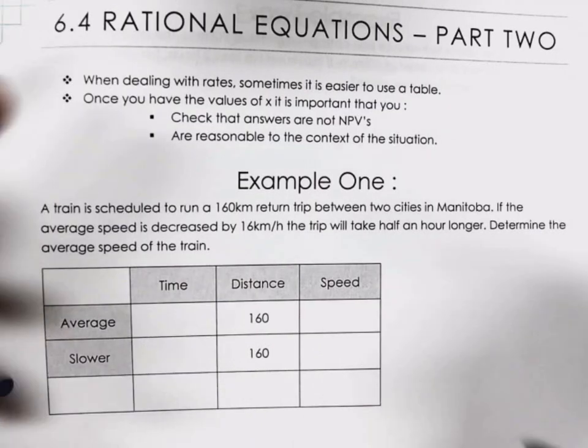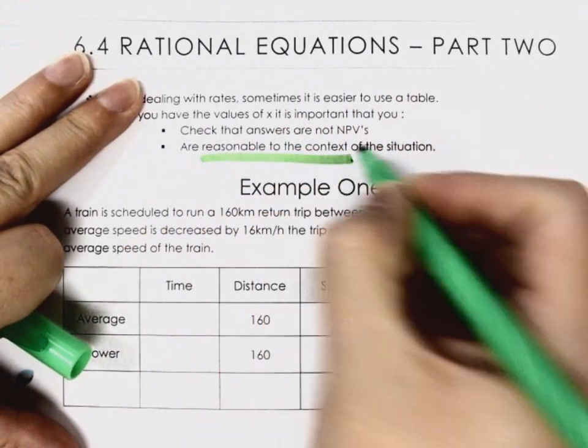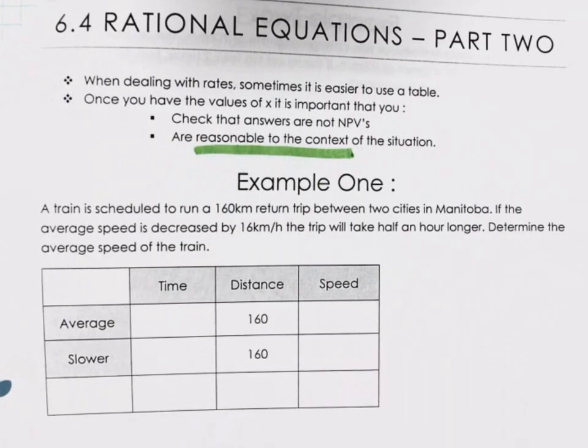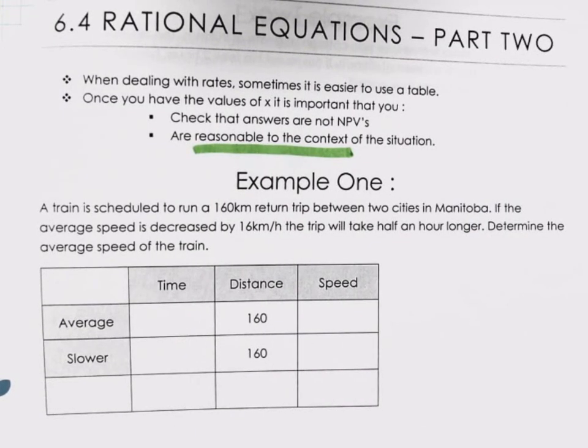Are they reasonable to the context of the situation? So if you get two answers, -12 and 2, both of them are okay, but we're talking about distance. What am I going to reject? I'm going to reject that negative answer, right? Because it doesn't make sense in this particular situation.